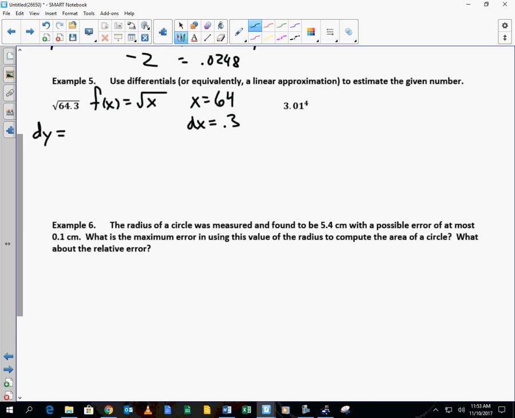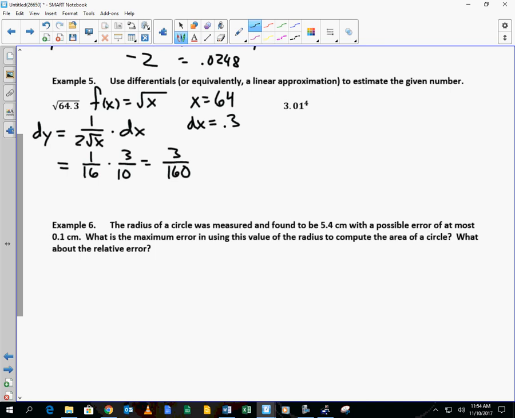dy is equal to f prime of x. What's f prime of x? 1 over 2 root x times dx. What do I plug in for x? I plug in 64, and I get 8 times 2 is 16. So 1 over 16 times 3 over 10, or 3 over 160.